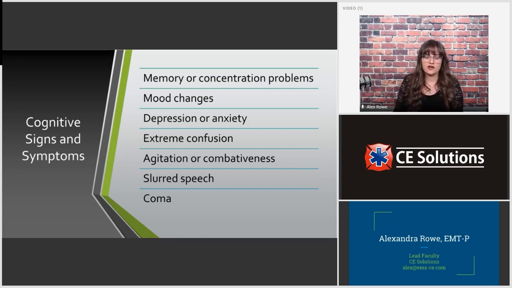Patients could also have mood changes. They could experience depression or anxiety, have extreme confusion, agitation, be combative. So remember, don't take this personally when you're treating these patients. They probably don't know what's going on, and you're just going to have to deal with the agitation, or if they're trying to hurt you. That's where ALS providers may have to sedate and calm these patients depending on your protocols. Slurred speech, and they could potentially even be in a coma.